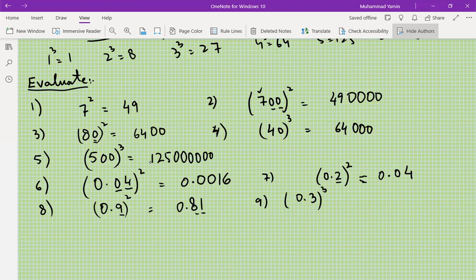0.3 cube. So first of all, we cube the number, which is 3. 3 cube is 27. And then we count the decimal places. That is 1 decimal place, but since it is a cube, it means the decimal places should be trebled. 1 digit after the decimal makes 1 decimal place. We need to have 3 digits after the decimal. That is already 1 and 2 are here. We need to have one more 0 here and then a decimal.